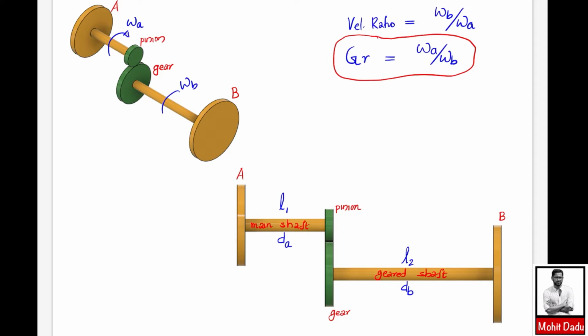Here the other properties are given. L1 is the length of the main shaft, which carries the rotor A, and its diameter is dA and its speed is omega A. And the other geared shaft has length L2, diameter dB and speed omega B. So for the analysis you will be converting this geared system into an equivalent 2 or 3 rotor system based on some conditions that we will be discussing now.